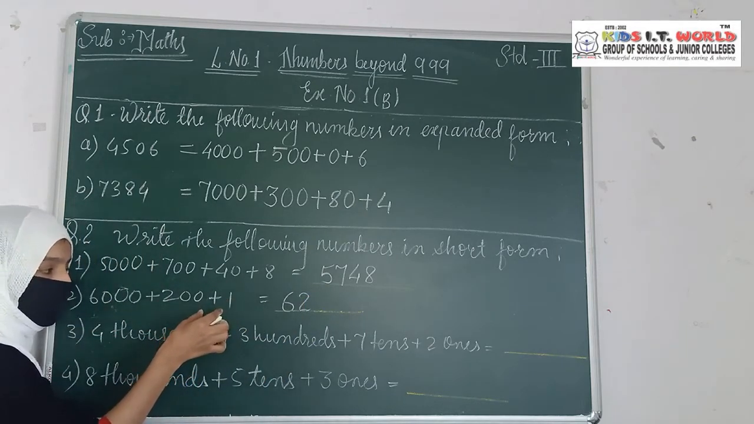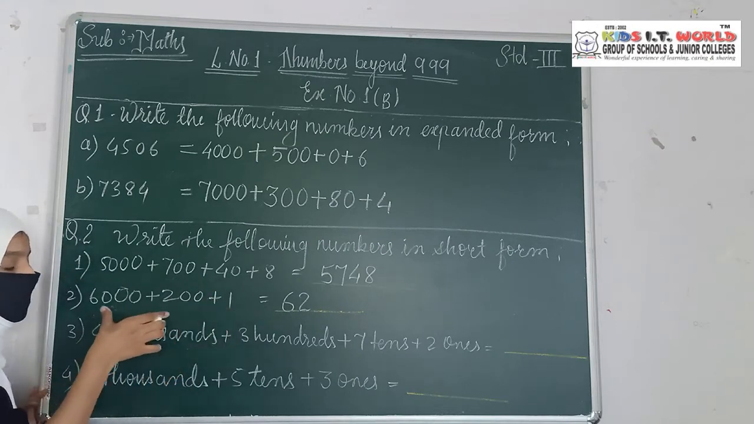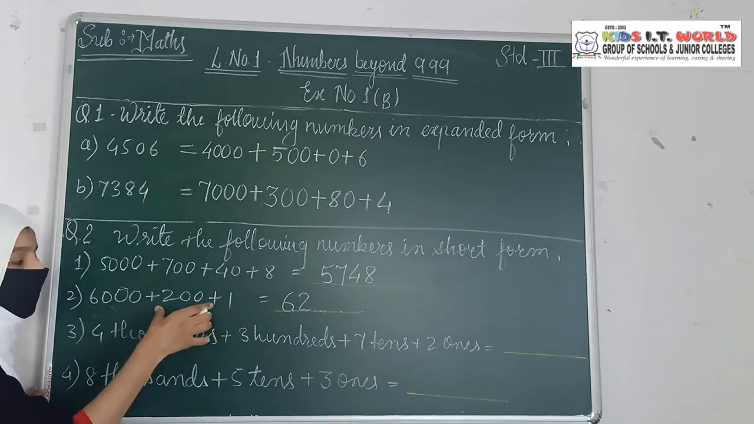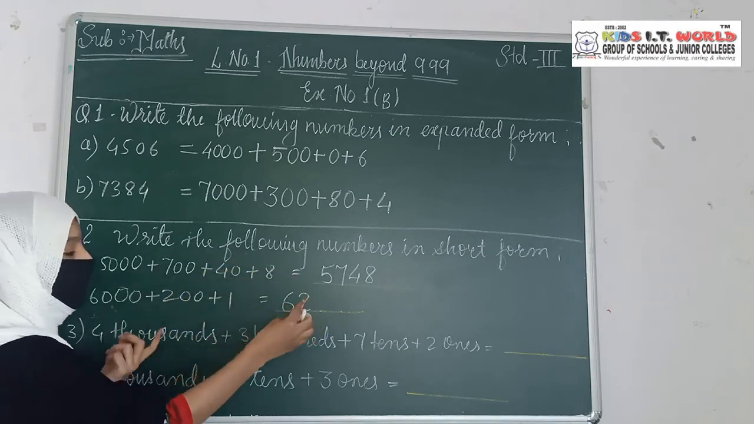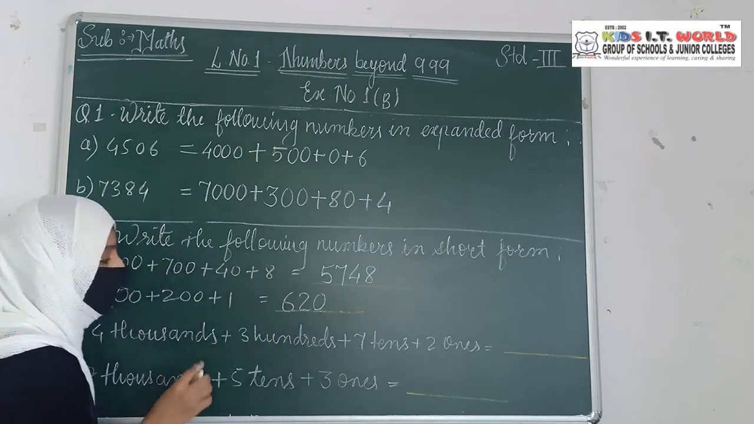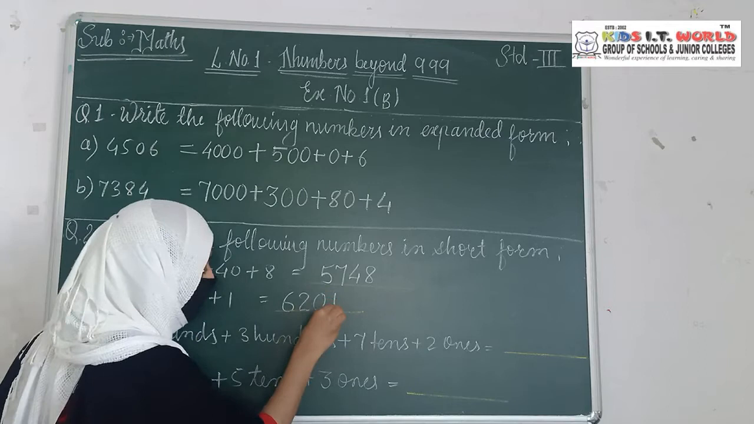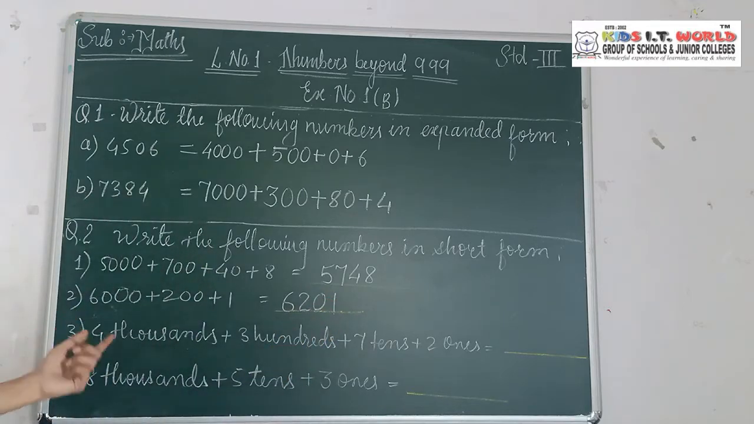यहाँ पर आपको अगर tens की place नहीं दी है, कोई भी place value ले लो, अगर आपको वहाँ पर place value नहीं दी है, उस place value की जगह पर आप लिखोगे 0. On the ones place we are having 1. So this is 6,201.